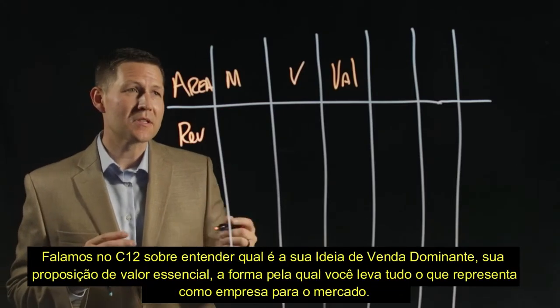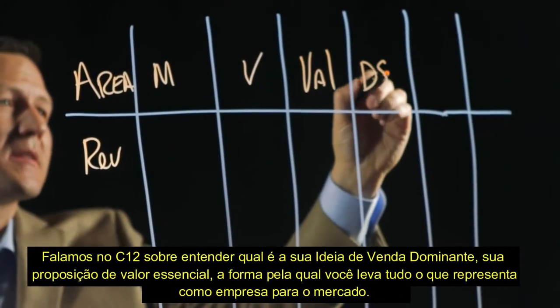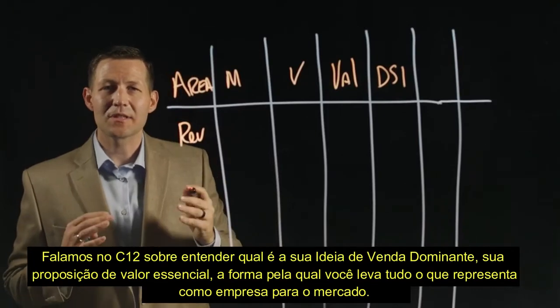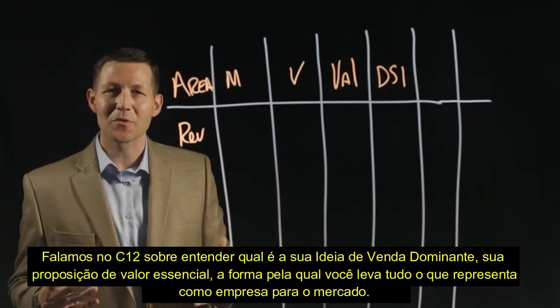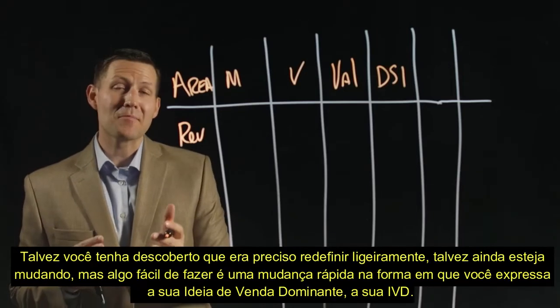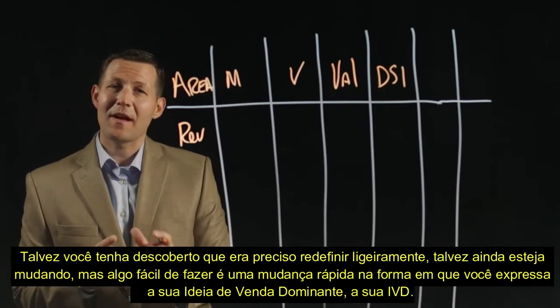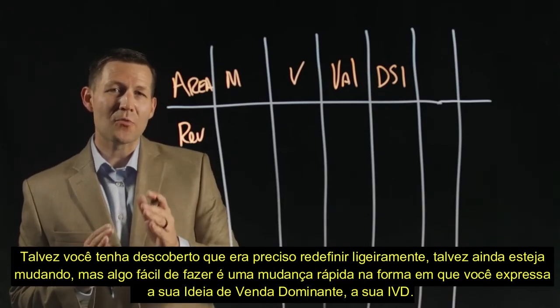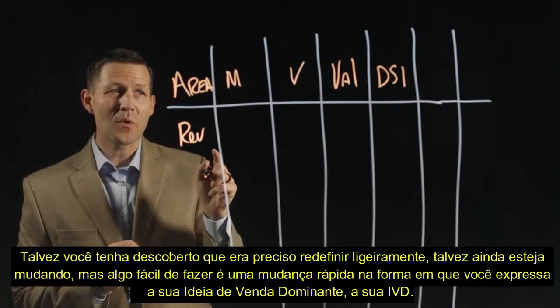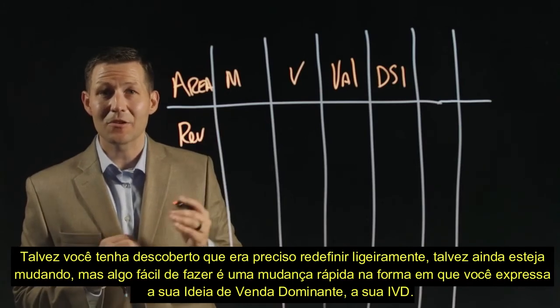One of the things we talk about in C12 is understanding what is your dominant selling idea, your essential value proposition, the unique way in which you bring all that you are as an organization to the marketplace. And perhaps you found that being redefined slightly. Maybe it's been changing. But what's so easy to do is have a rapid pivot for a part of the way you express your dominant selling idea, your DSI.